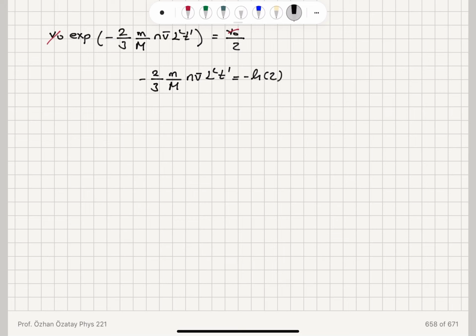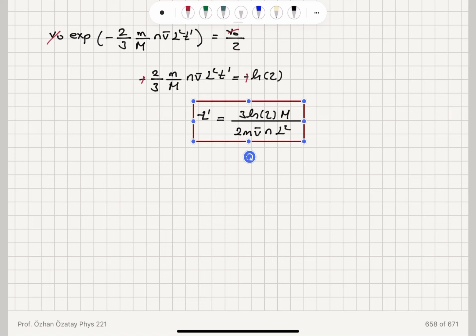If I take the natural logarithm of both sides, these minus signs will cancel, and I will find the time t prime to be 3 natural logarithm 2 capital M divided by 2 m v bar n and capital L square. So that will be the final answer.